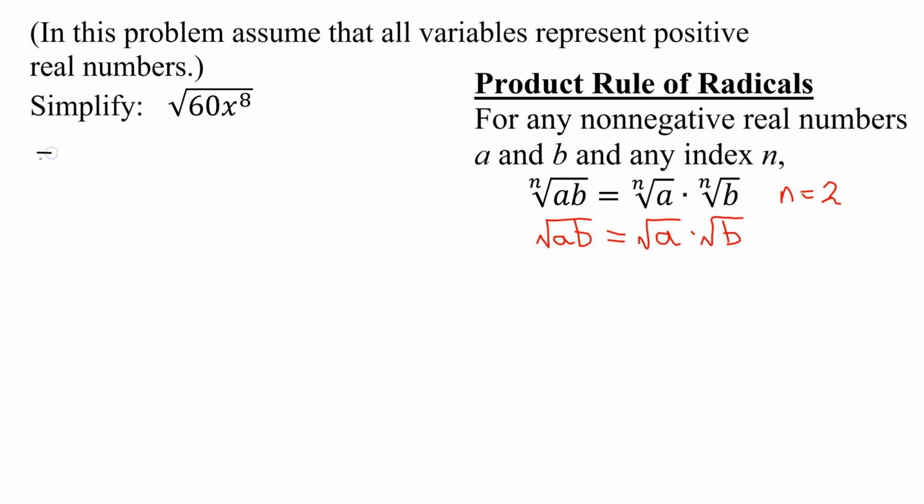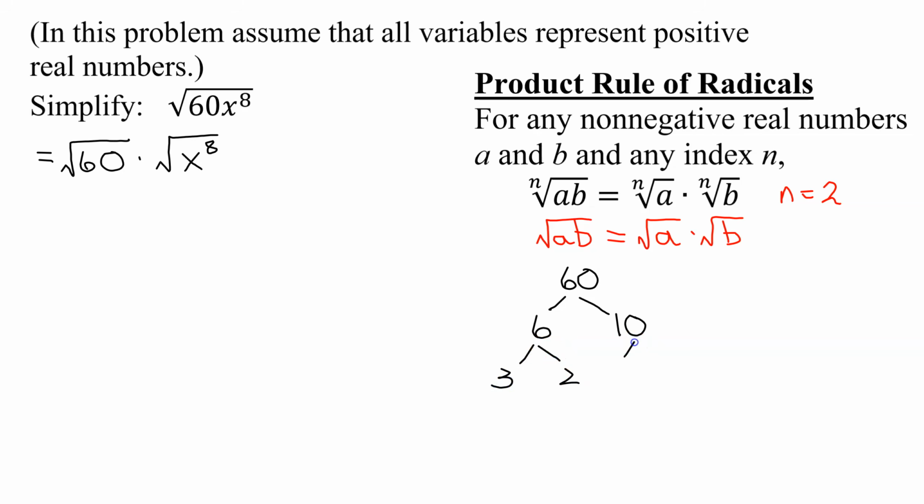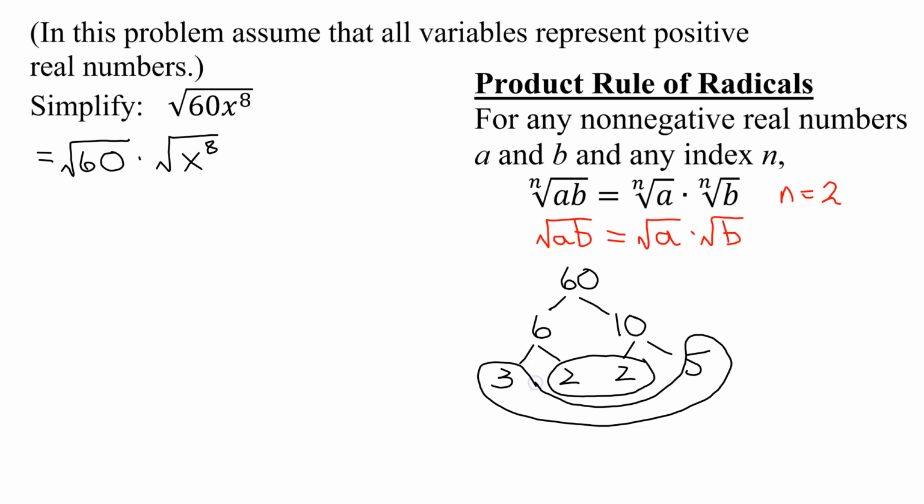So what I'm going to do is write my problem using the product rule of radicals. So it's going to become the square root of 60 times the square root of x raised to the 8th power. Now I need to simplify the square root of 60, so we need to factor 60. The first two factors that come to my mind are 6 times 10, neither of which are perfect squares. 6 is 3 times 2, and 10 is 2 times 5. So I'm going to break 60 down into 2 times 2 is 4, times 3 times 5 is 15.